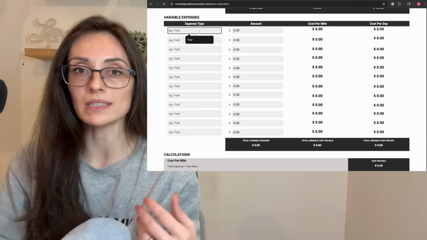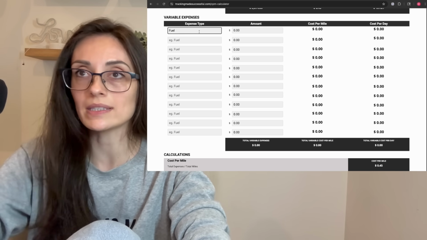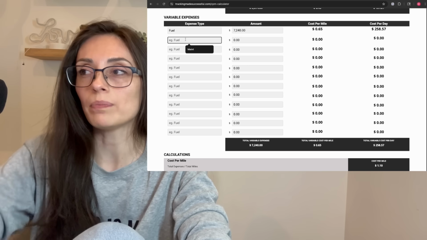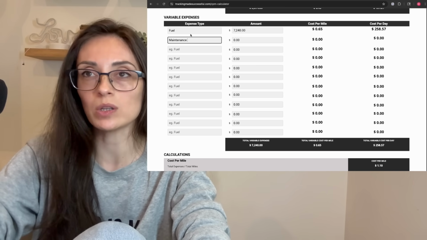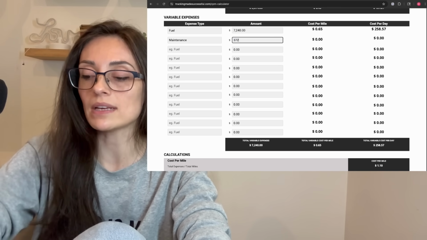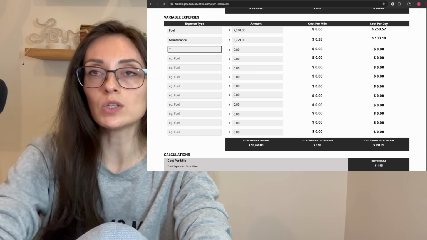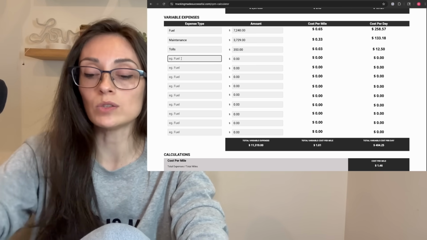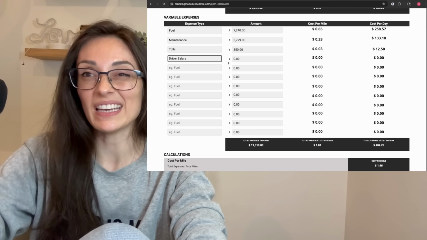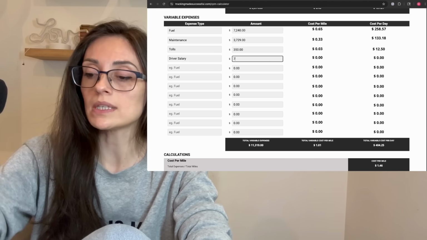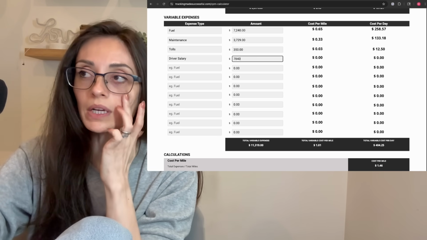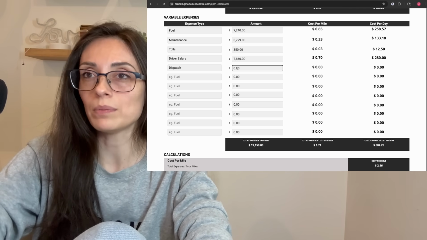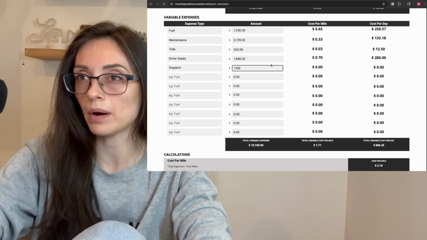These are the expenses that change constantly. So number one, let's type in fuel and let's put in $7,240 for fuel. Then let's say there was maintenance, which includes tires in this case, $3,729. Let's put in tolls at $350 right there. And then let's put in driver salary. And let's say he is earning 70 cents per mile, which puts him at about $7,840 for the month. Let's also add dispatch, 5%, and that would be around $1,250 per month for this.